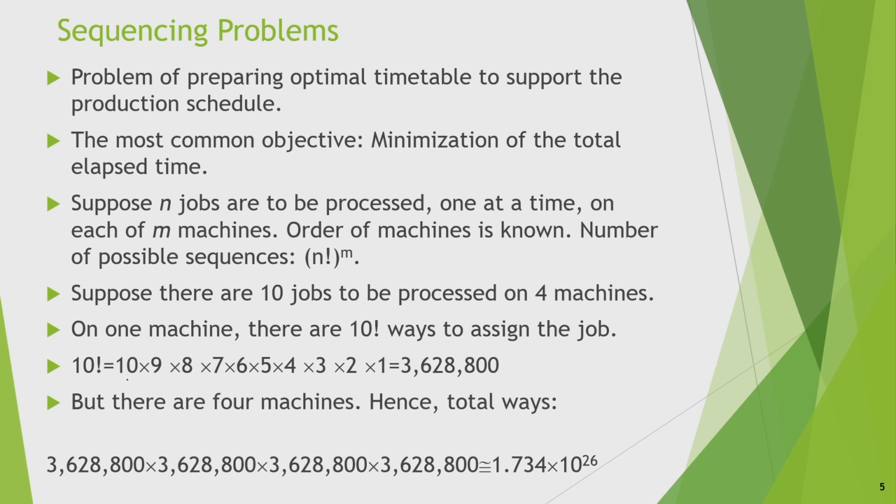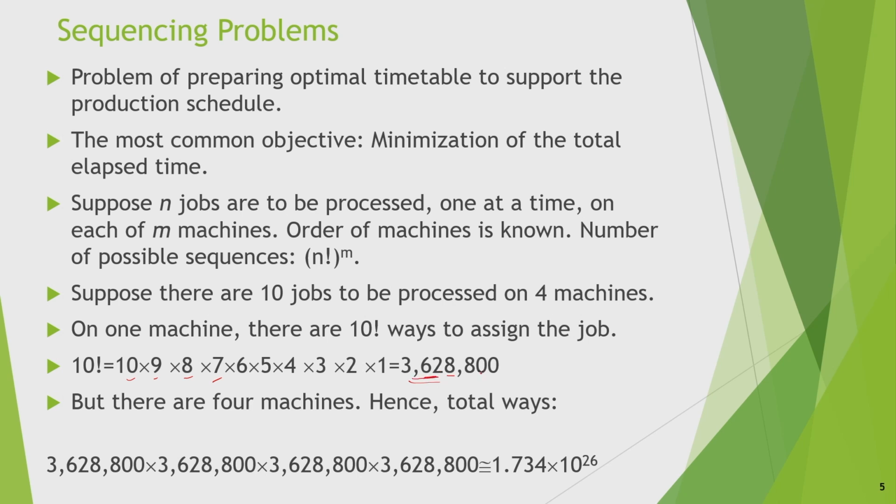We can do that in this machine: the 10th job can be done first, then the 9th, then the 8th. So there are a total of 10 factorial arrangements, which comes out to be 36,28,800. That means about 3.6 million. So you see, 36 lakh.